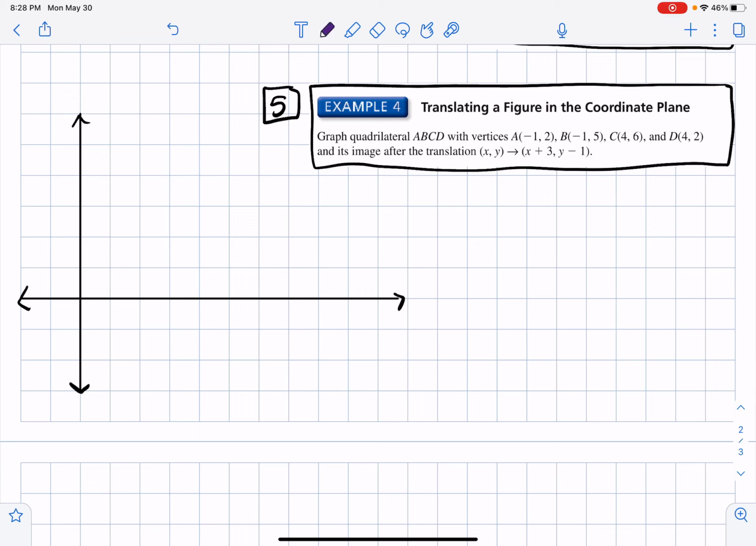It says graph the quadrilateral ABCD with vertices A at negative 1, 2. That's right there. There's A. B is negative 1, 5. Negative 1, 2, 3, 4, 5. Right there. There's B. C is at 4, 6. So 1, 2, 3, 4. 1, 2, 3, 4, 5, 6. So C is up here somewhere. And then D is at 4, 2. 1, 2, 3, 4, 1, 2. All right. So here is my quadrilateral ABCD in the plane.